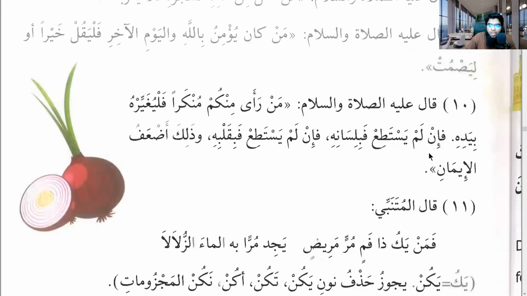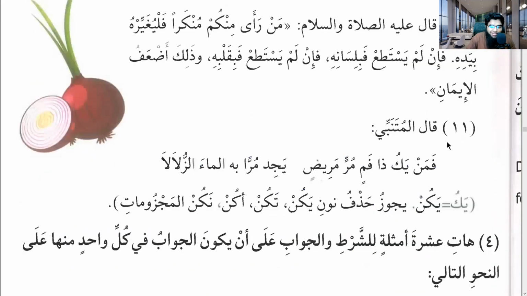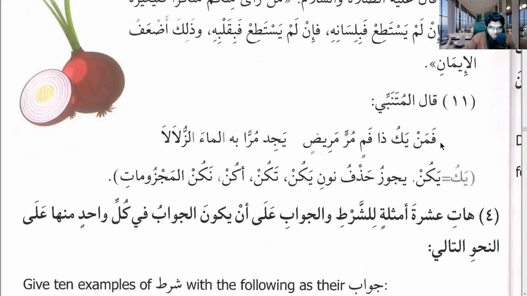Last one, قال المتنبي. This is a famous saying of Mutanabbi, the poet of the Abbasid period, I think. He was very famous, a very noble scholar and poet. Mutanabbi said: فَمَنْ يَكُ ذَا فَمٍ مُرٍّ مَرِيدٍ.